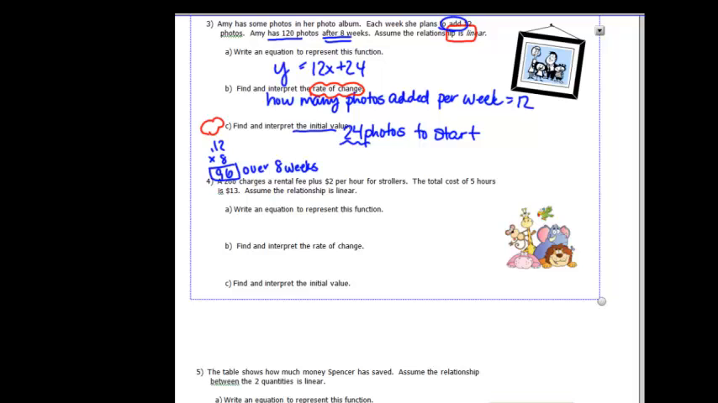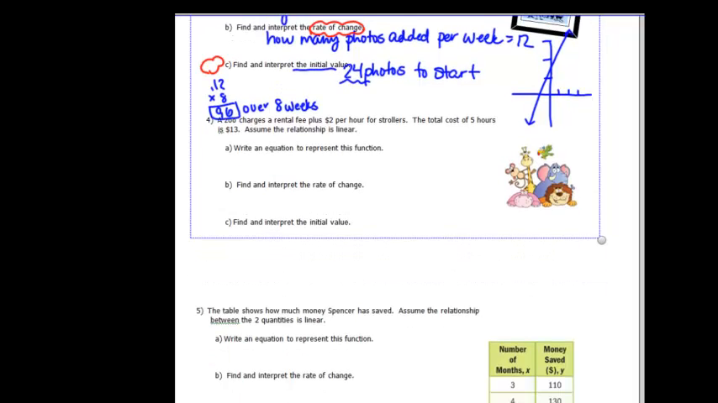I could plot some points, plug them in, and represent that with a graph that's going to look kind of like whatever 24 is here. Let's say that's 20, 40, 60. Okay? So it's going to be 24 plus a slope of 12. Well, if this is a number of weeks, it's going to be a pretty steep line, right? Okay. So I could graph it if I chose to. Let's take a look at the next one.